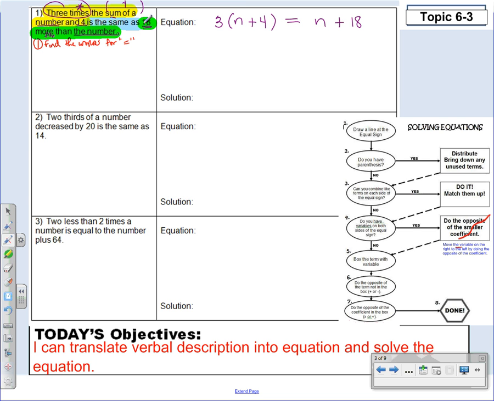So first we found our word for equal. The second step we did was we translated each side of the equal. And now our last step is we're going to solve the equation using our flow chart.